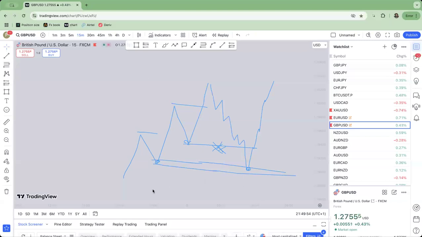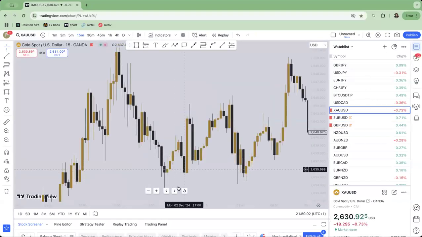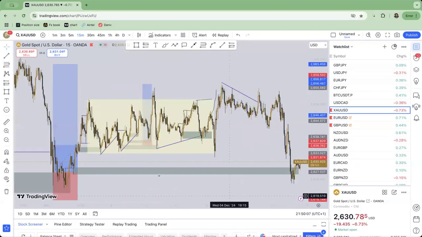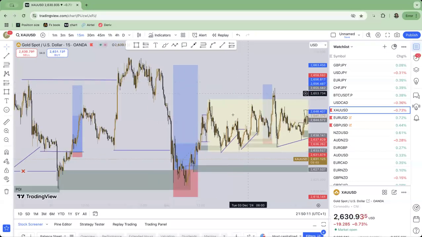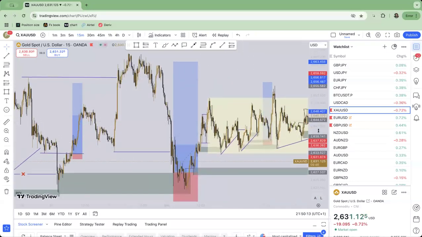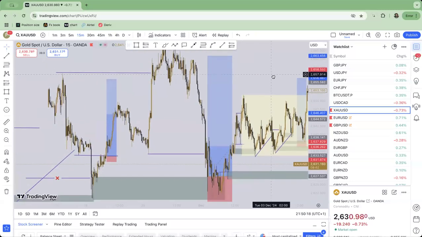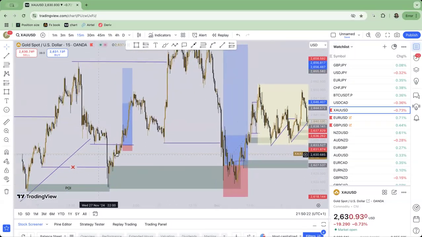Now, about what you're learning just now, if you check what I did here on gold before the comeback, if you check this trade I took on gold, you will see that the analysis was based on that.